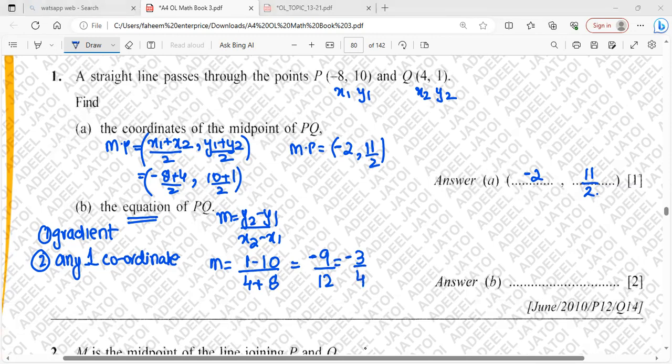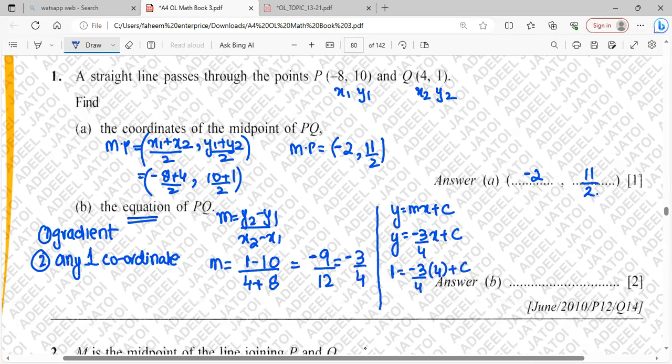To form the equation of a line, your form should be y is equal to mx plus c. Your gradient is -3 upon 4, so y equals -3 upon 4 x plus c. Now, obviously, to complete the equation of the line and to find c, we need to use any one coordinate. I can see that (4, 1) is easier. So let's take (4, 1). Your 4 is x and 1 is y. So 1 is equal to -3 upon 4 times 4 plus c.